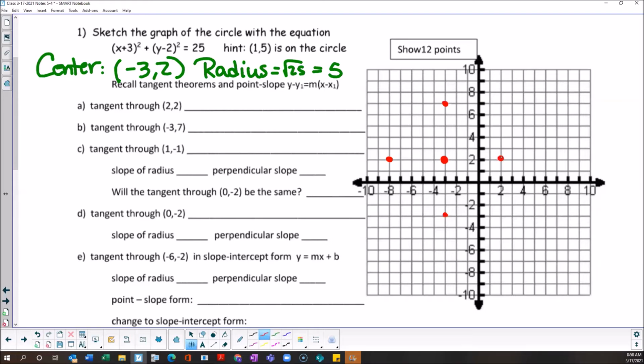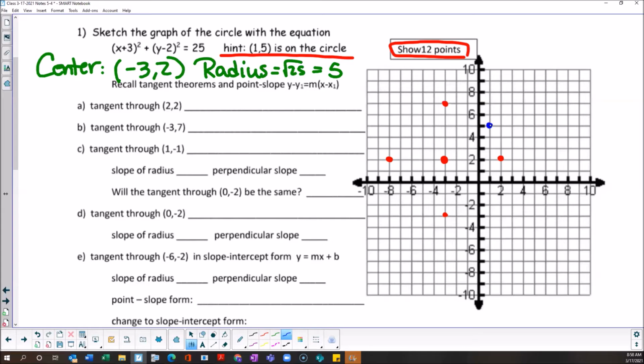Okay. Well, here it says show 12 points. How do I do that? Normally I would just require you to show 5 points, but it's giving me a hint on this problem. It says 1, 5 is on the circle. So let's do 1, 5.